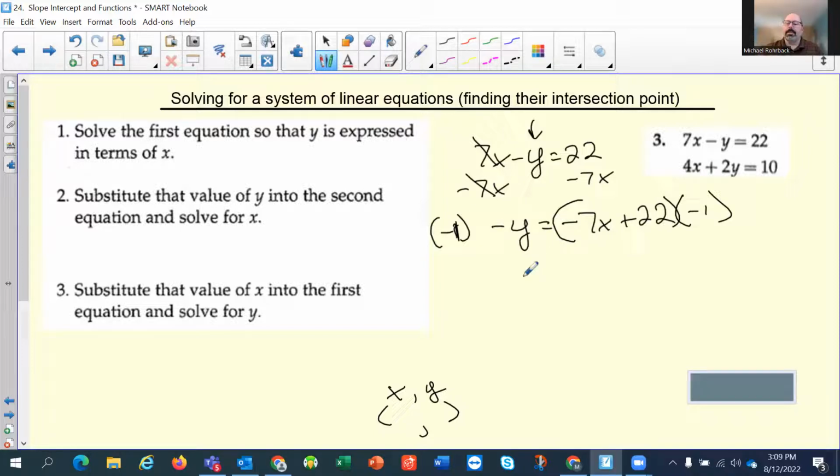So negative 1 times negative y is y. Negative 1 times negative 7x is 7x. Negative 1 times positive 22 is negative 22. So what we're really doing here is we're just flipping all the signs, because you're multiplying everything by negative 1. So now we have y equals 7x minus 22.